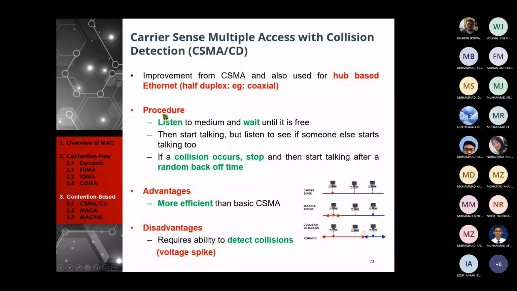Procedure, listen to medium and wait until it is free. Then start talking, but listen to see if someone else start talking too. Walaupun dia start talking, tapi dia akan listen to see if someone else start talking too. If a collision occurs, stop and then start talking after a random backoff time. So advantage, more efficient than basic CSMACA, and disadvantage, require ability to detect collision ataupun voltage spike. Require ability lah kan. Kalau kata nak perlu yang lebih baik, dia perlukan lebih daripada yang biasa lah.